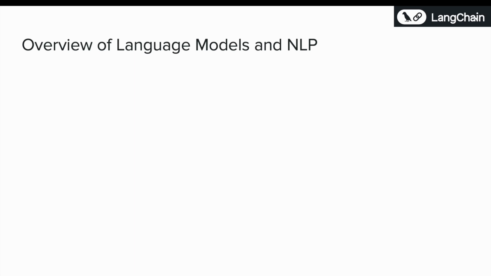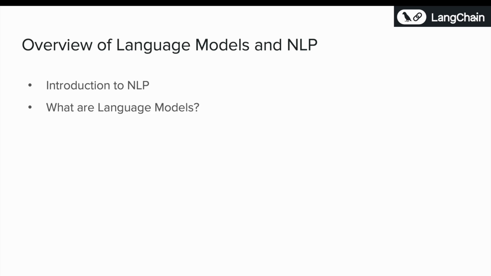Overview of language models and NLP. Now, first, let's go through the introduction to NLP. Natural language processing, or NLP, is a field within artificial intelligence that focuses on making human language understandable to machines. Now, NLP applications range from basic tasks like keyword extraction to complex ones such as real time language translation and summarization. NLP underpins the technology behind virtual assistants, translation apps, and sentiment analysis in social media.